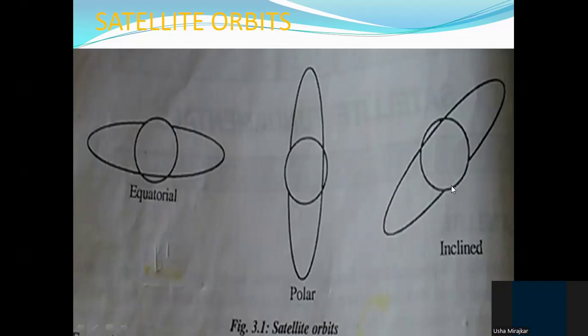Now, if you observe this particular orbit shape, it is inclined. It is not perfectly at a right angle, nor is it horizontal, but it is inclined. Therefore, this is the inclined orbit. Again, in the inclined orbit, if it is elliptical, it is inclined elliptical, and if it is a circular shape, it is the inclined circular orbit. These are the different types of orbit shapes.